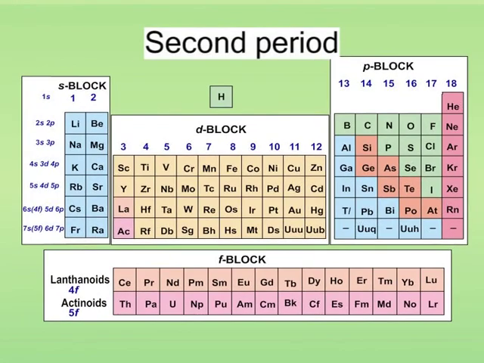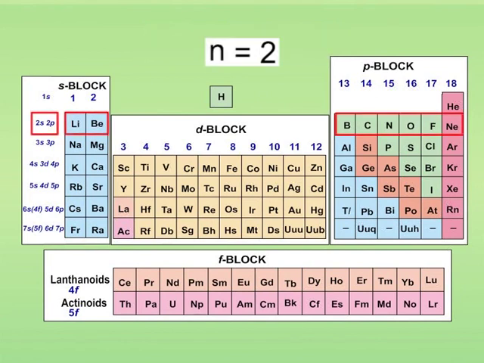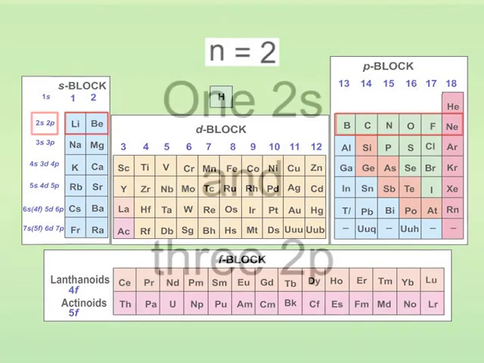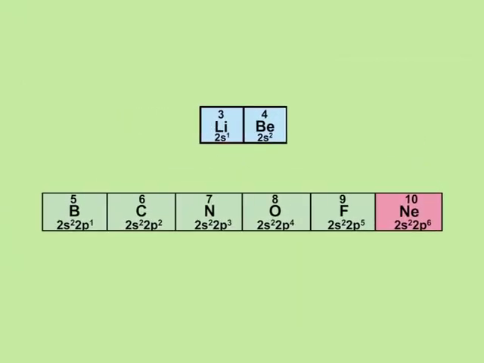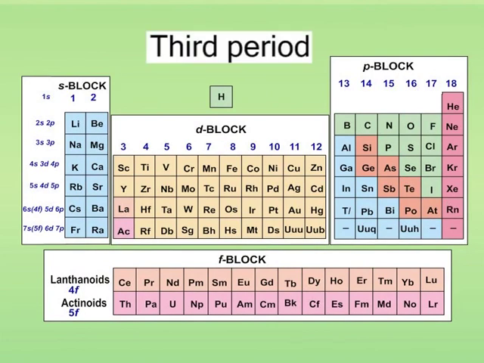The second period corresponds to the filling of electrons in the second energy shell, that is n equals to 2. Since this shell has 4 orbitals, that is one 2s and three 2p, it can accommodate 8 electrons. It starts with lithium or Z equals to 3, in which one electron enters the 2s orbital and ends up with neon, that is Z equals to 10, in which the second shell is complete.